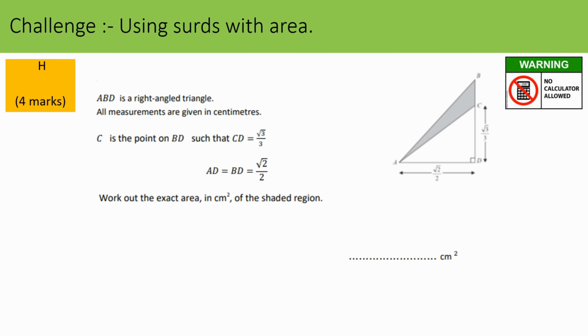Have a go at this challenge question. If you don't want the hint, pause the video now. This is actually surds along with area and compound area. So you're going to find the area of the big triangle. You need to subtract the area of the smaller triangle. Can you work out the exact area? Remember, surds give you an exact answer in centimetres squared of the shaded region.